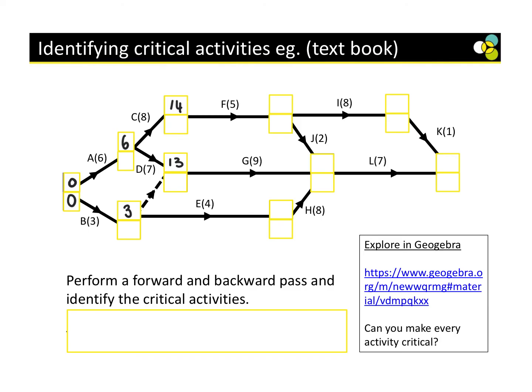Okay, 3 plus 4 is 7. 14 plus 5, 19. Okay, so now I can do 19 plus 2 is 21. 13 plus 9 is 22. 7 plus 8 is 15. So I'm going to go with 22.